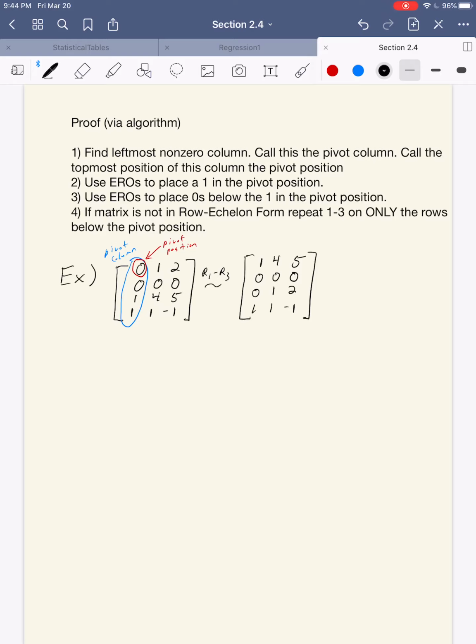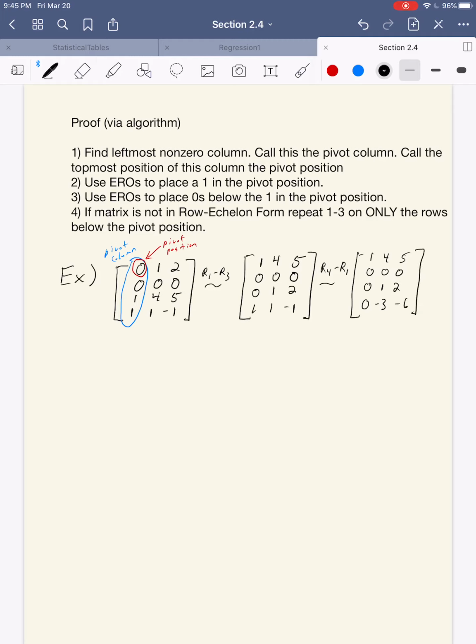All right. Then our algorithm says to use elementary row operations to place zeros below the 1 that is now in the pivot position. So we've got 0, 0, and then we have a 1 down there. So we do need an operation. What we're going to do is use R4 minus R1. If we do that, we'll get 1, 4, 5, 0, 0, 0, 0, 1, 2, and we're taking R1 away from R4, so it looks like we should get 0, and then negative 3, and then minus 1, minus 5, looks like we should get minus 6.